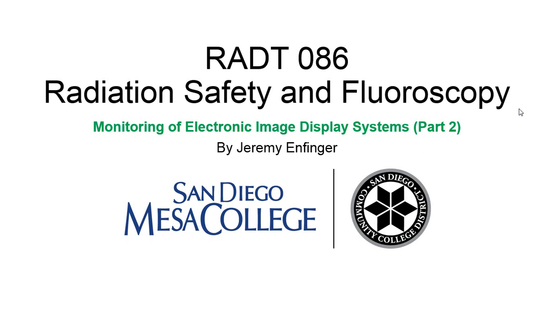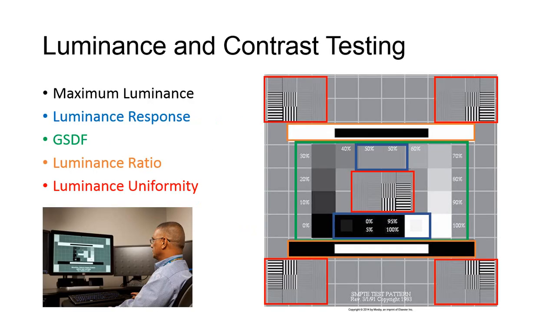Monitoring of Electronic Image Display Systems, Part 2. Let's take a moment to look at some specific luminance and contrast tests. Maximum luminance is simply checked at the same monitor over time using a photometer. New LCDs have self-correcting capabilities and only need to be checked once a year.